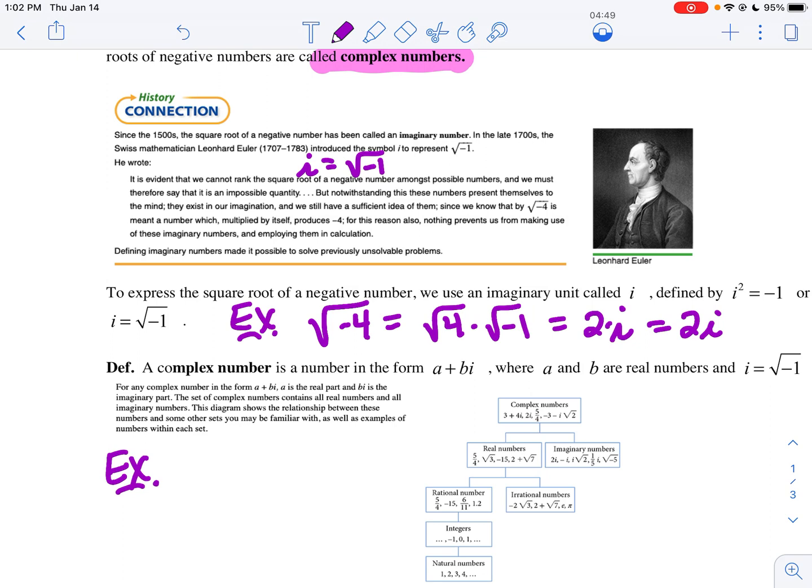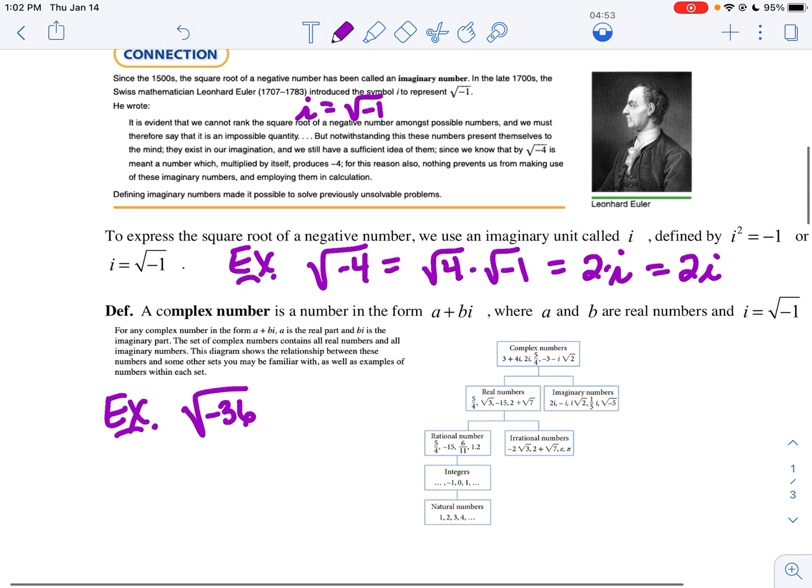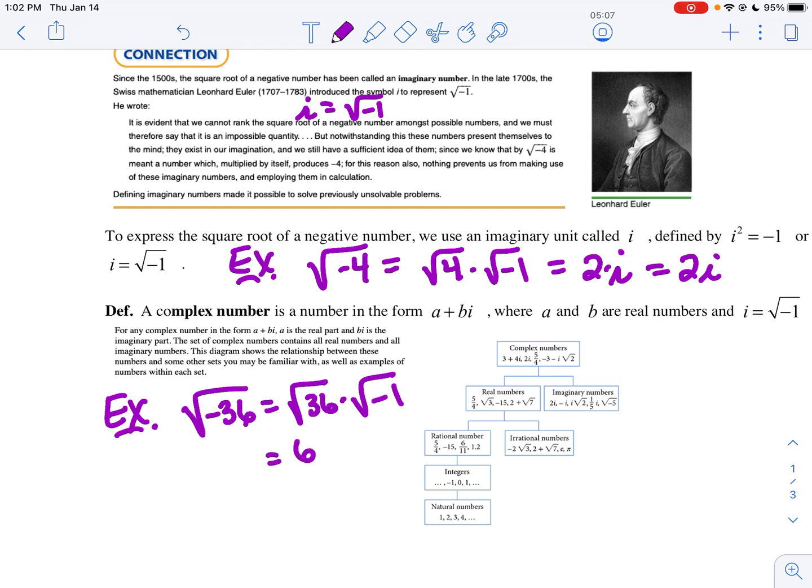Let's do one more, just to make sure you're getting the hang of it. What if I said I had the square root of negative 36? We would say that's the square root of 36 times the square root of negative 1. What's the square root of 36? It's 6. What is the square root of negative 1? It's i, so that's 6i.